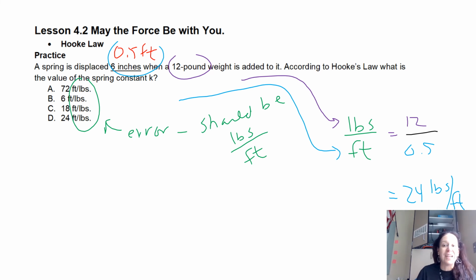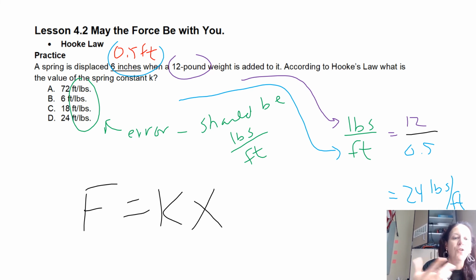Hopefully that is not something that's going to happen on your EOC, because yeah, that's an error. So the unit should be pounds per foot, and if you don't remember the formula, which was this, you actually can get it by working backwards with the units, which is absolutely worth knowing, but only if your units are correct.